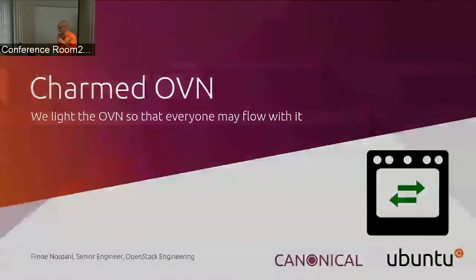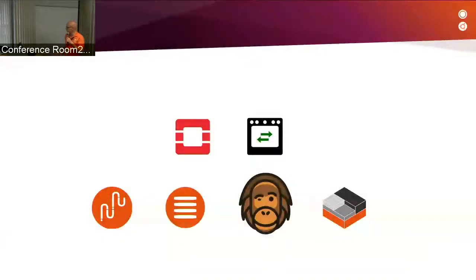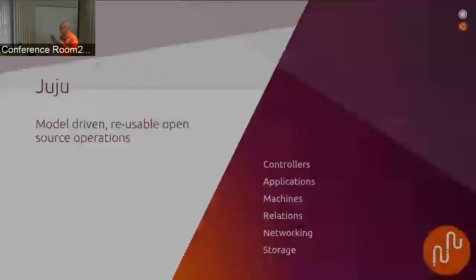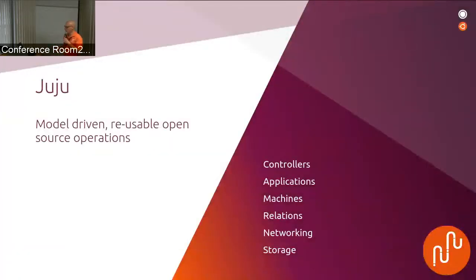So these are some of the technologies I'm going to touch on while I'm talking about this. I'm sure you know the top logos here, which is OpenStack and OVN. We also have Juju and MAAS and Charms and LXD. So this is just a quick intro, and the fun part, of course, is live demo. Hopefully it works. So Juju is model-driven, reusable open source operations. It consists of controllers and lets you model things like applications, machines, relations, networking, and storage.